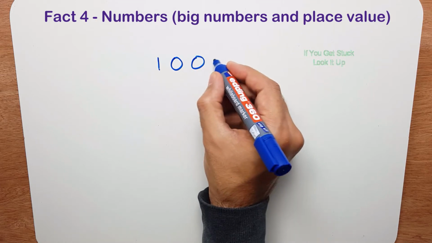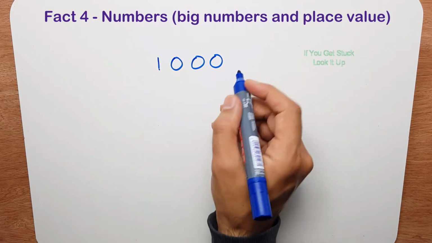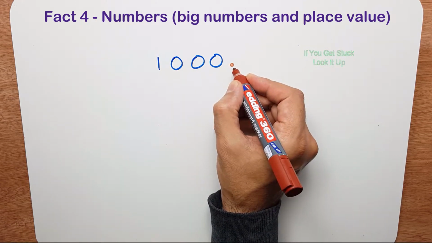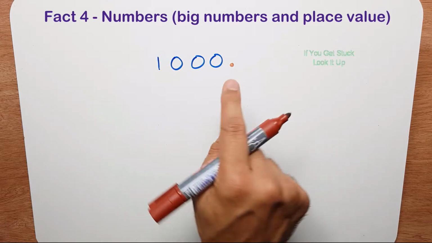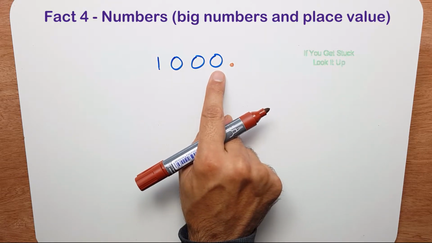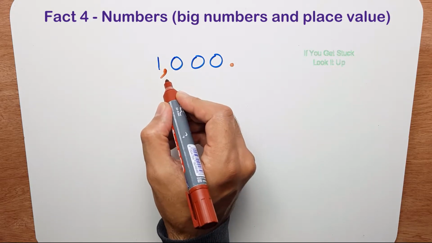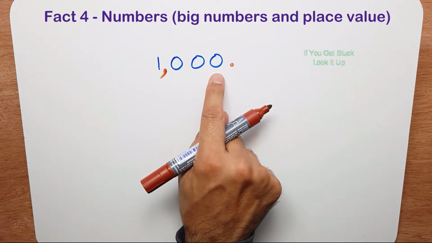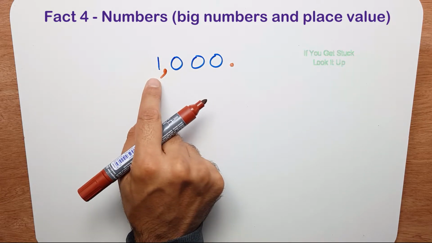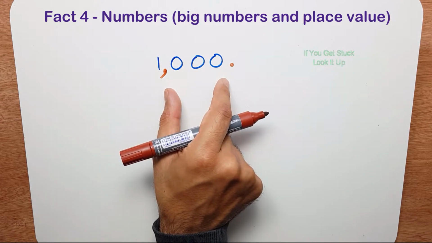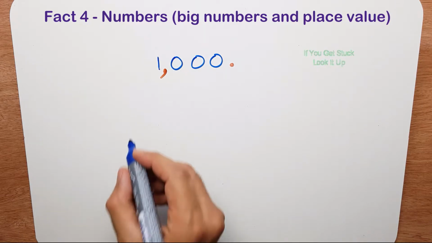1 and 3 zeros. There's the decimal point. From there we count 1, 2, 3, and we put a comma there. And that is visually telling us that is 1000. So it's going to be 1000.